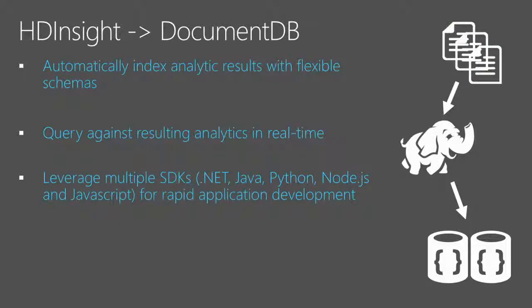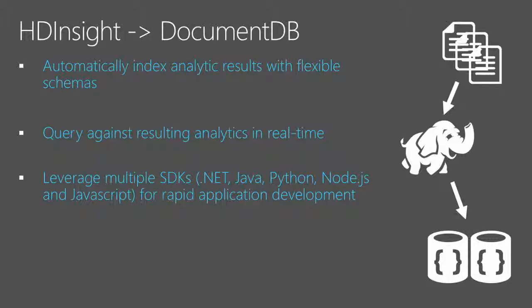So HDInsight to Hadoop. This is one of the use cases I would really like to highlight. This is beneficial. This is one of the things Azure has talked about, how they're pumping data into DocumentDB so that it's easy to use. So what are the benefits? You get to automatically index your analytic results. DocumentDB automatically indexes the documents that are coming in. I'm not sure how many people are familiar with HBase, but managing indexes is hard. Everybody has come together and said managing indexes is hard. So DocumentDB automatically does that for you.